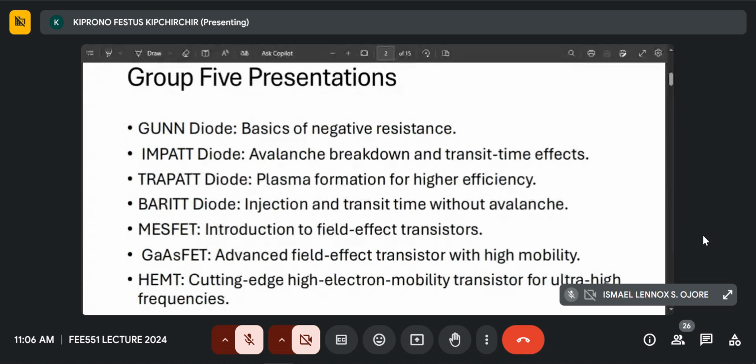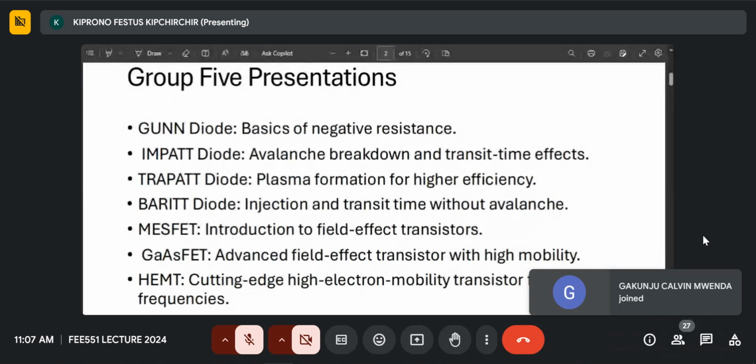For example, with the BARITT diode, I'm sure the person who will be presenting it will be focusing more on the injection and transit time without the avalanche. For my case, I'll be focusing more on the negative resistance and the others that will come along.